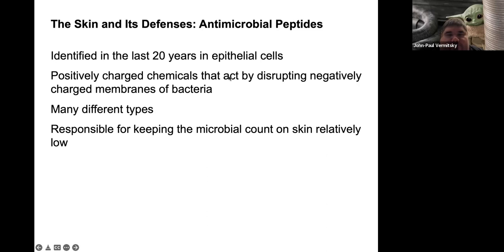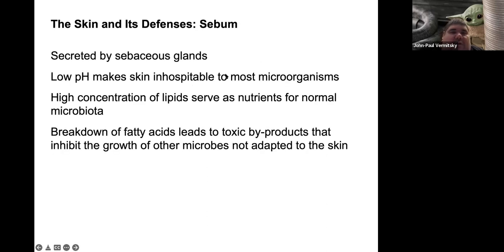Now, sebum is secreted by the sebaceous glands. This creates a low pH, what we call the acid mantle, which makes the skin inhospitable to most microorganisms. They don't like the low pH. The high concentration of lipids serves as nutrients for normal microbiota. And the breakdown of fatty acids leads to toxic byproducts that inhibit the growth of other microbes that are not adapted for living on the skin.